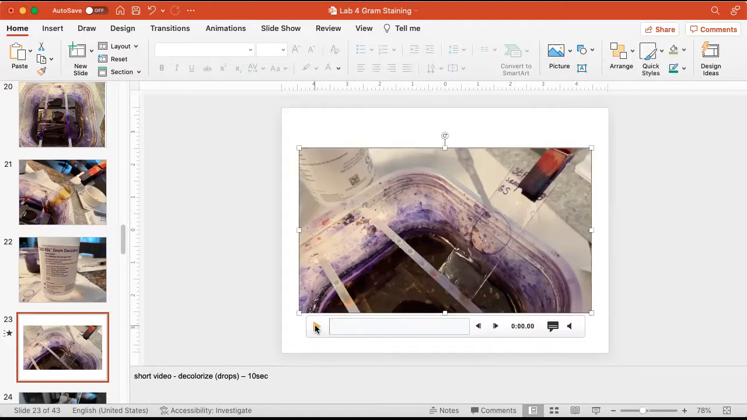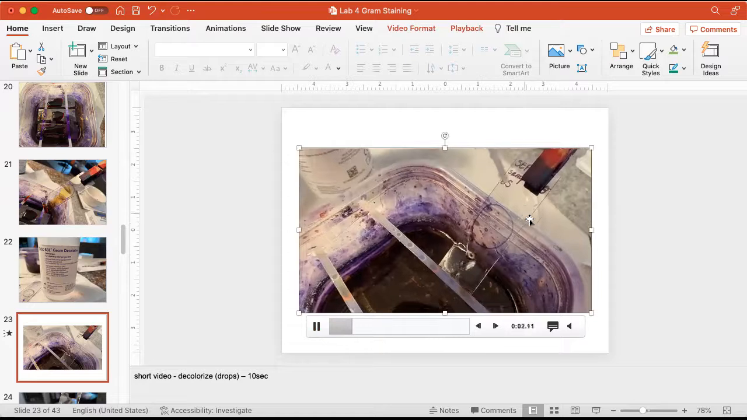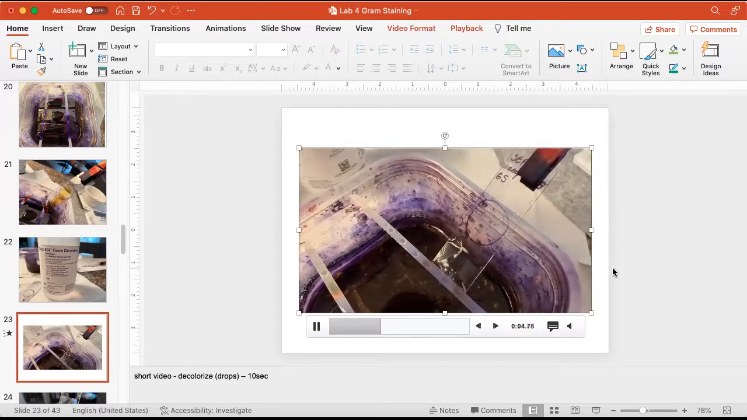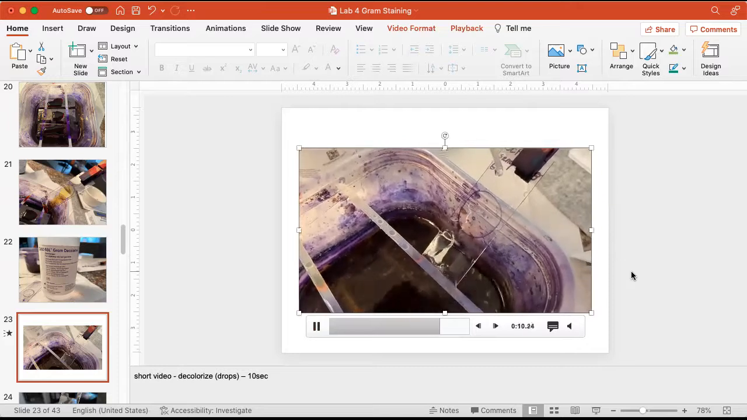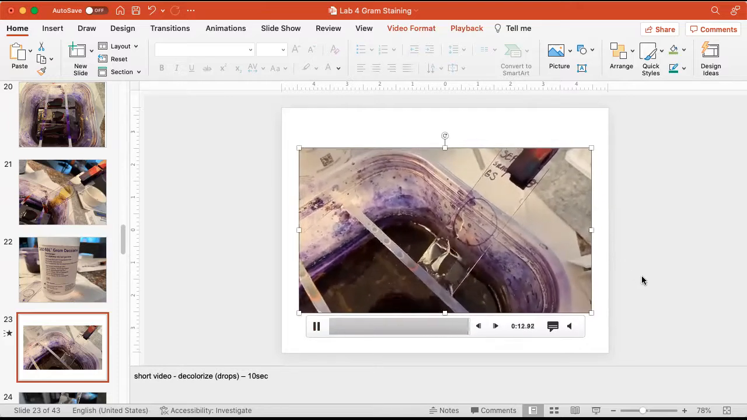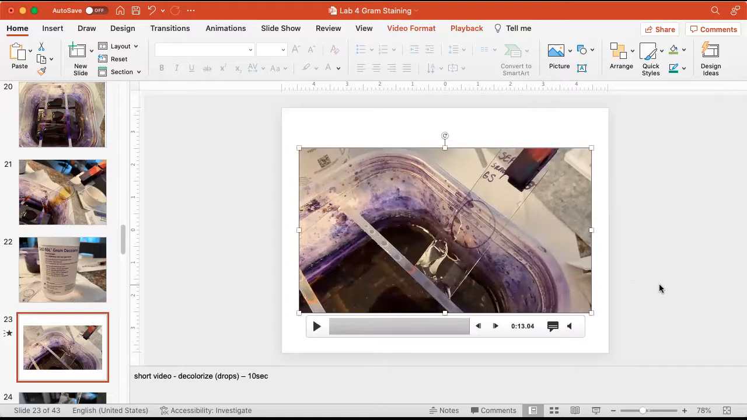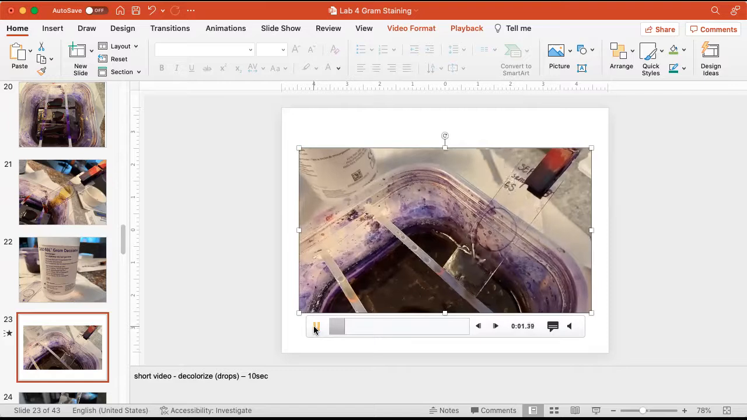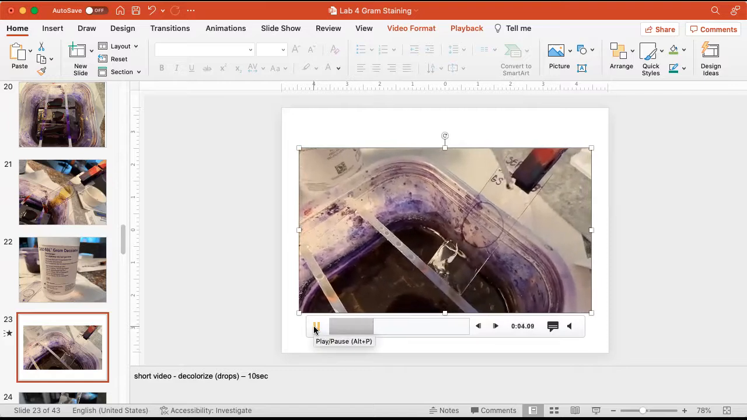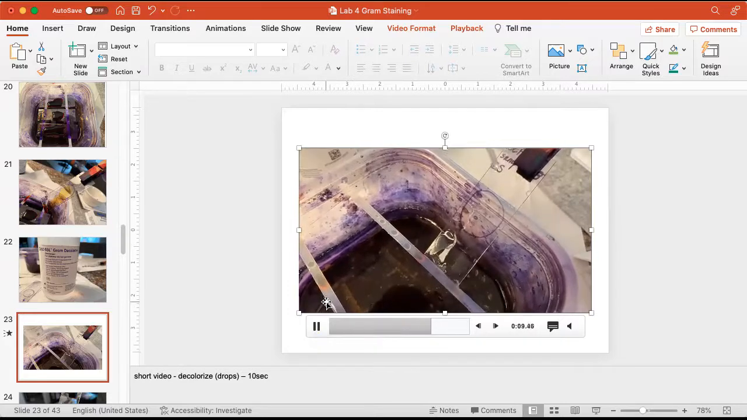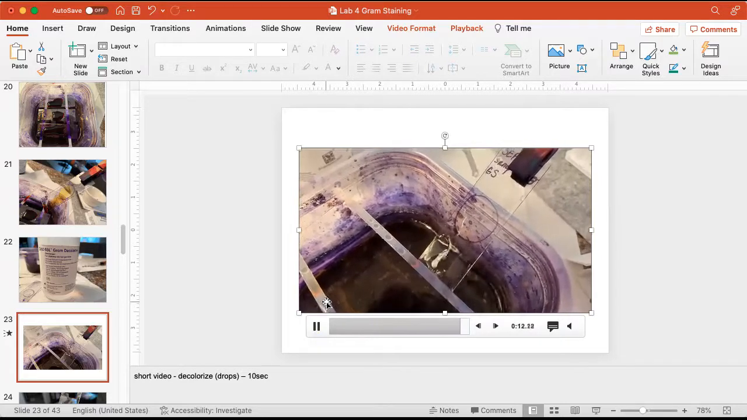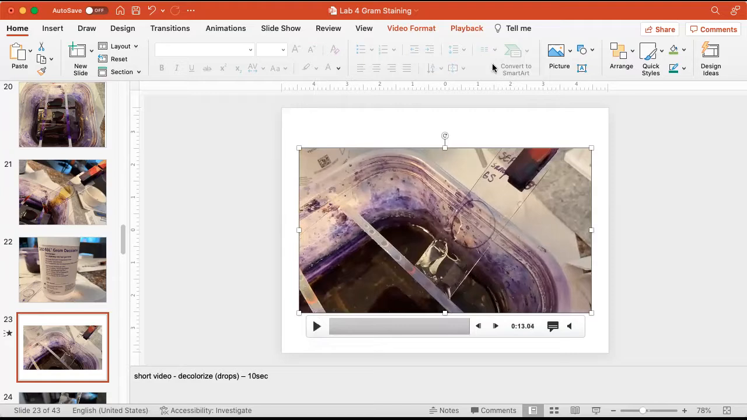I've got a little short clip here just to show you what this looks like. See how I'm dripping it down? I'm moving my pipetter back and forth so I make sure that the whole smear gets touched with the decolorizer solution. But I'm only going to drop droplets down for 10 seconds. 1, 2, 3, 4, 5, 6, 7, 8, 9, 10, done. 10 seconds, no more, no less.